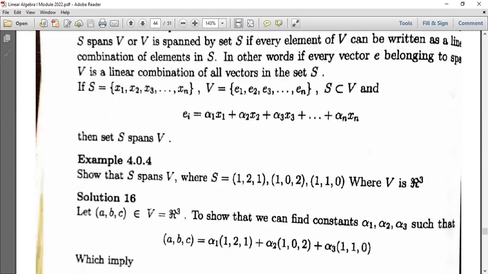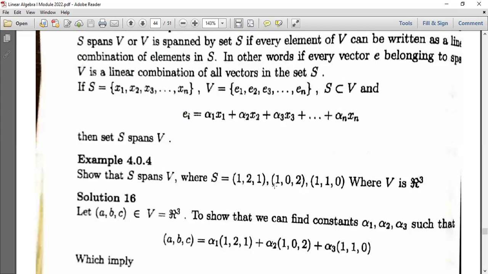So we have an example. We want to show that S spans V. S is a set which has 1, 2, 3 elements in 3 dimensions. V is R3, a set of all triples. 3 dimensions. So you see, even every element of S is 3 dimensions. So we want to show that this set with 3 elements here spans V.